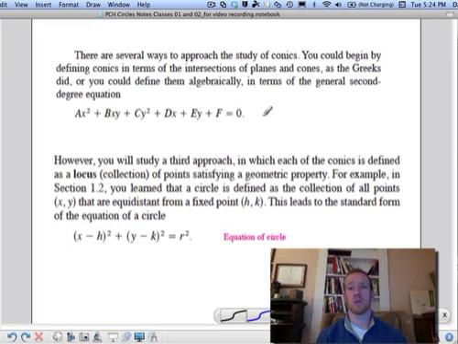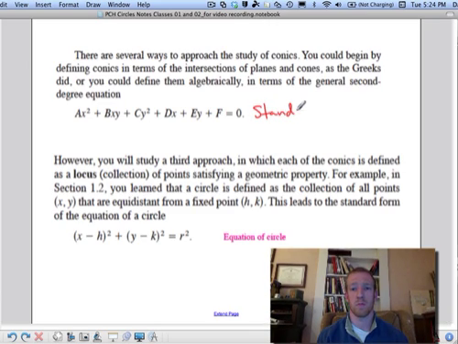Alright, so if you watched the intro on conics, you know this is the standard form. We call this standard form: descending order, ax squared plus bxy, if that term is there, plus some number times y squared, plus some number times x, plus some number times y, plus some number f. Alright, so that's our standard form.